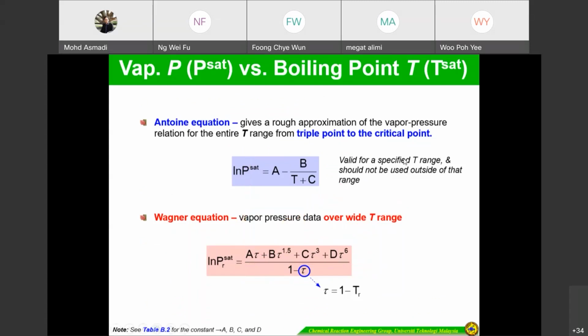If we deal with a wide range of temperature, you have to use Wagner. This one is more accurate. For everything, you have to see Table B2 for the determination of the constants A, B, and C, and also D. Please remember that for the new books they already state the temperature range for each component, but outside of that temperature range you have to use the Wagner equation.